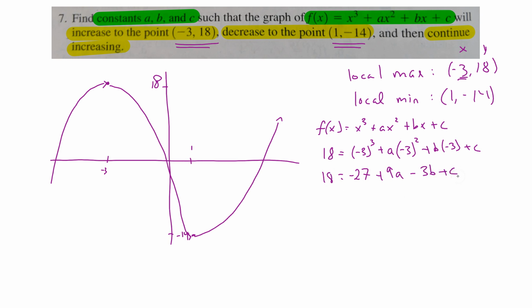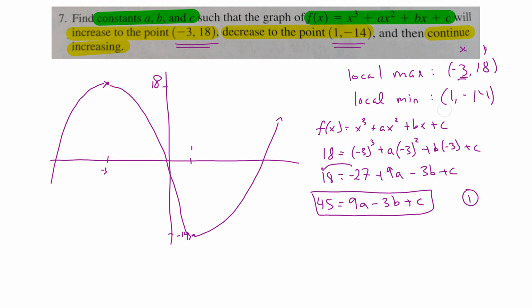And then I'm just going to try to push all the numbers to one side. So negative 27, I'm going to send it to the other side and do plus. So that gives us 45 is equal to 9a minus 3b plus c. And we'll just call that equation 1 for now.